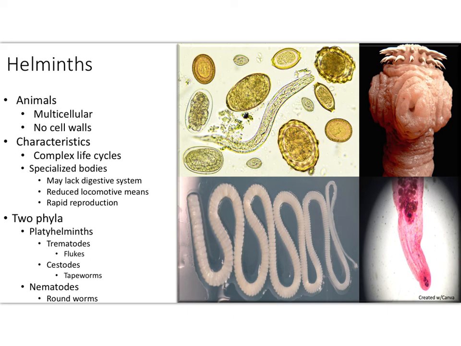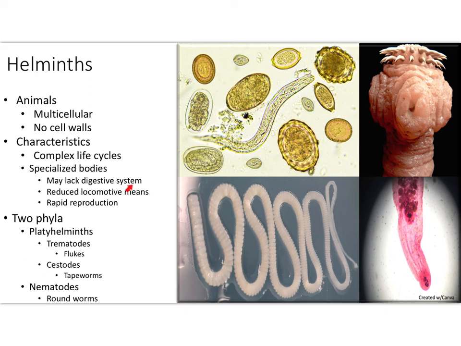Most helminths have very complex life cycles. Oftentimes they need multiple hosts to live in before they become infectious to people or other types of animals. They typically have very specialized bodies. They are highly evolved parasites, meaning they're very, very good at their job of being parasitic.